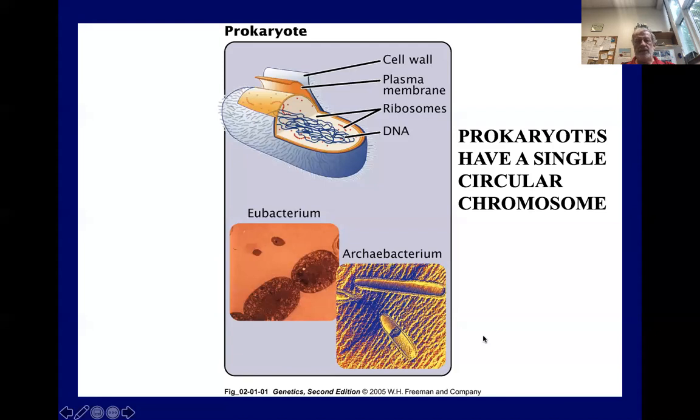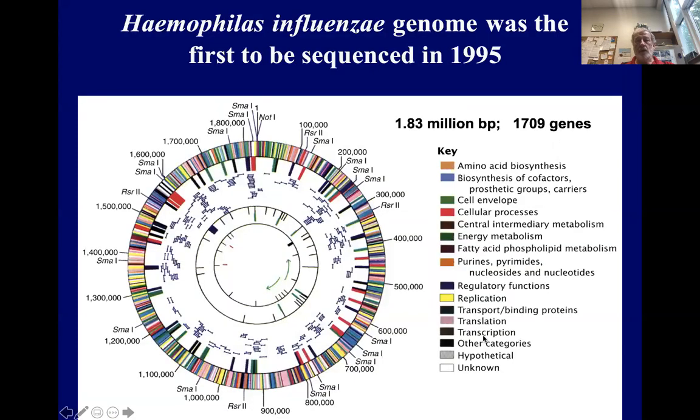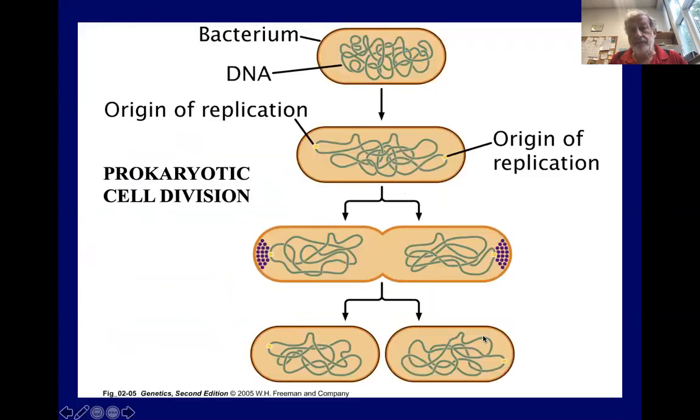So prokaryotes have a single circular chromosome, and it's wadded up in the central part of the cell, as we can see in the top image there. And that's what the DNA is labeled. It's the chromosome. Here's the genome and the chromosome of the first organism to ever have its entire genome sequenced, Haemophilus influenzae. That was done back in 1995. And at 1.3 million base pairs, it's pretty small relative to eukaryotic chromosomes and genomes.